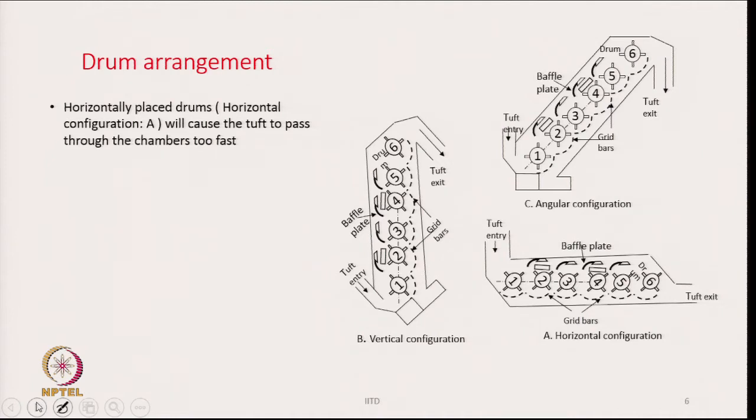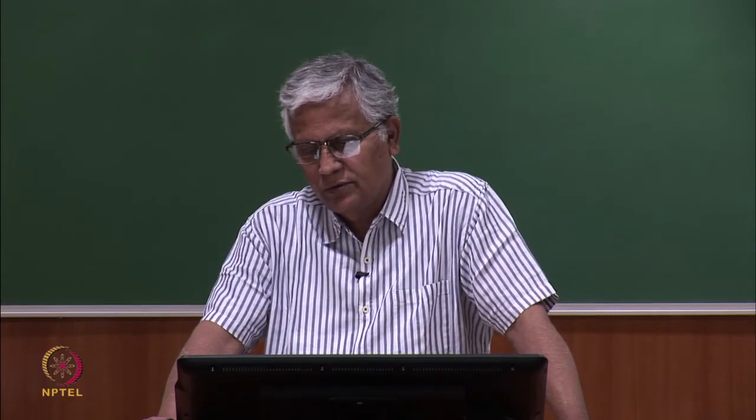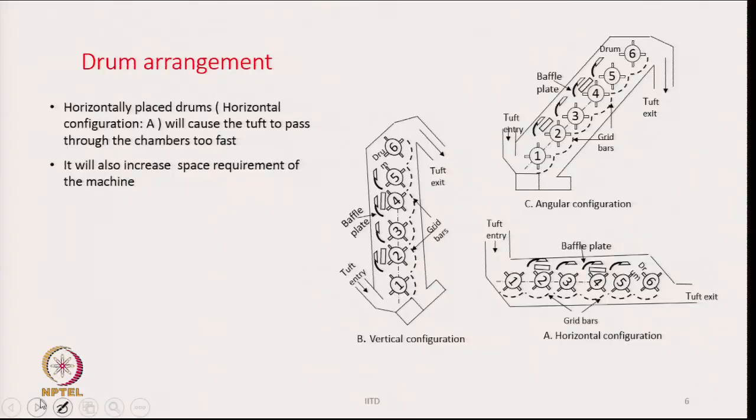Now, if we horizontally place the drums, it will cause the tuft to pass through the chambers too fast, because then there is no effect of gravity on the tufts. So, the tufts will pass through the chamber very fast, and therefore, they will not receive the treatment that they need. That is what will happen, and it will also increase the space requirement of the machine.